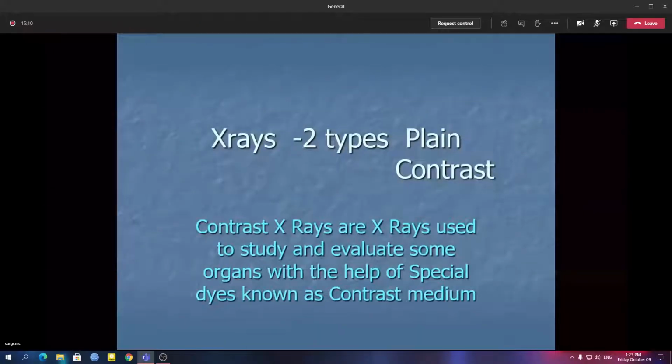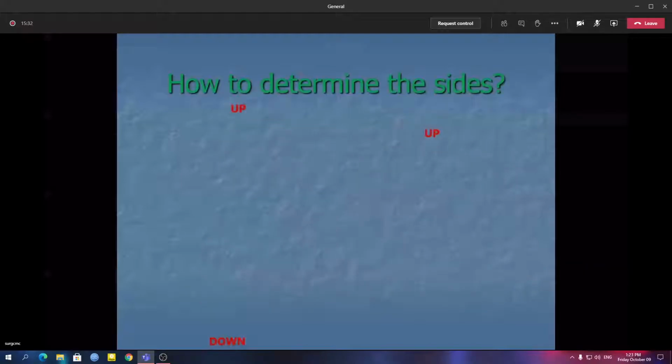Now, contrast X-rays are different from plain X-rays. There are some agents used in X-rays to study and evaluate organs, used to highlight some organ or something. That is a contrast X-ray. Other than that, the X-rays we commonly encounter are plain X-rays. So let's start with the plain X-rays first.